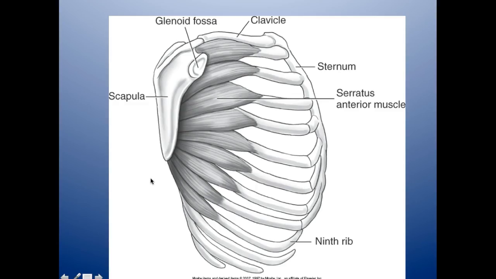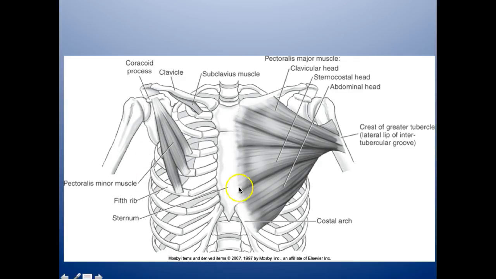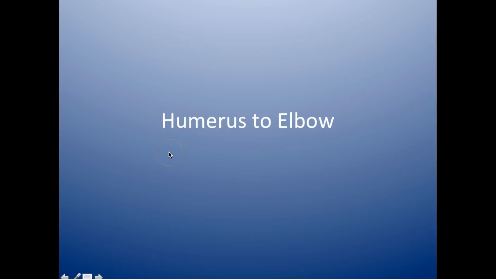So looking, this is your serratus anterior muscles, and we have back here, this is anterior pectoralis major, and your minor down underneath. Okay, so that's it for the shoulder. We'll cover the humerus to the elbow in the next PowerPoint.